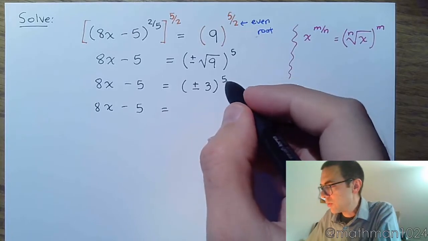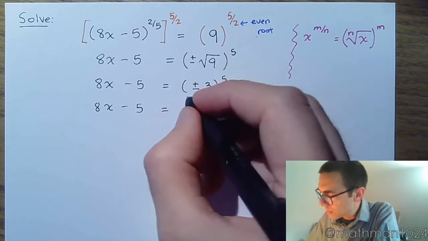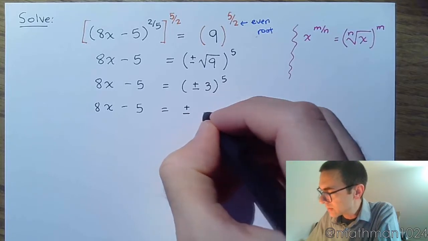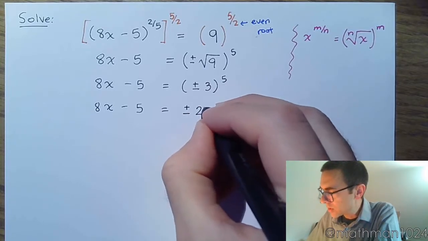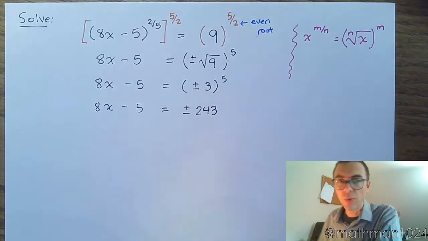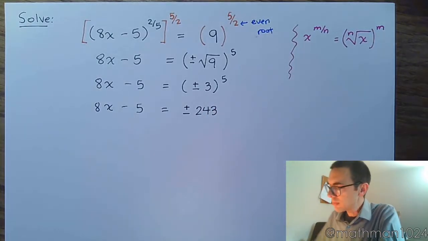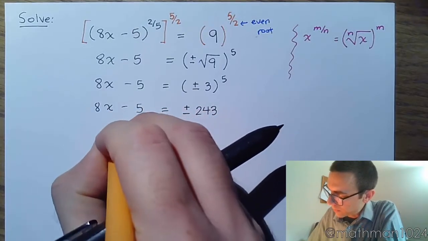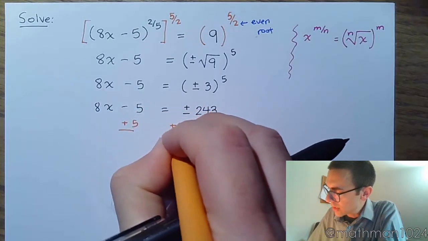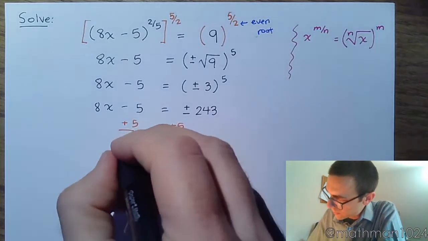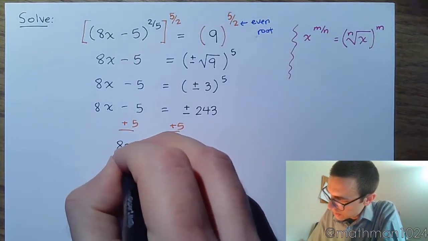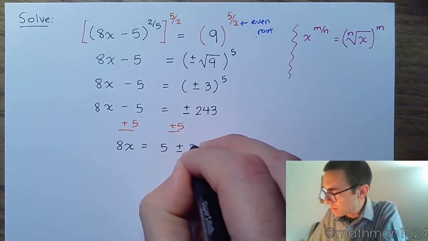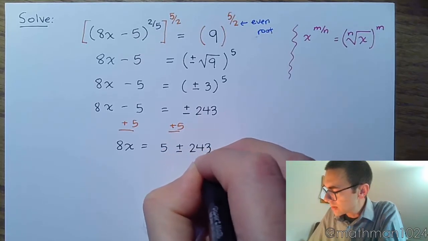And then over here, when we raise a positive number to the 5th power, we get a positive. If we take a negative to the 5th power, we also get a negative. And 3 to the 5th power is 243. And then we go through the steps of getting x by itself. So that's simply adding 5 to both sides. So 8x is equal to 5 plus or minus 243.